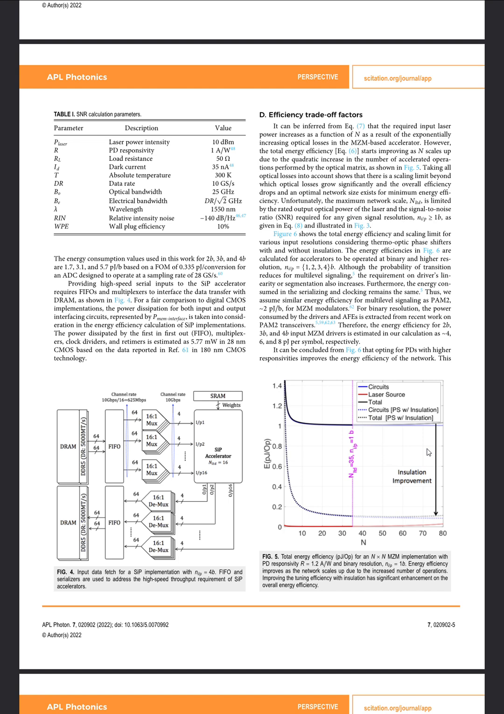The maximum network scale is limited by the following factors. It's limited by the rated output optical power of the laser, and the signal to noise ratio required for any given signal resolution. Photodetectors with higher responsiveness improve the energy efficiency of the network, because if your photodetector is better at detecting light, you don't need as intensive a light. This can lead to fewer semiconductor optical amplifiers, which are energy intensive and unfortunately have a nonlinear gain, as we'll talk about later.